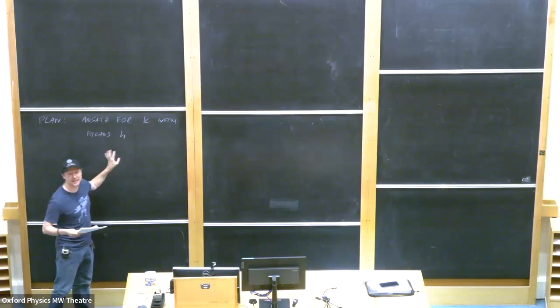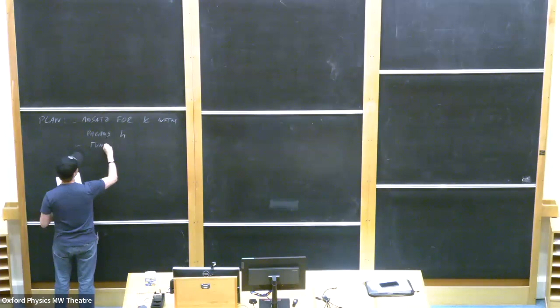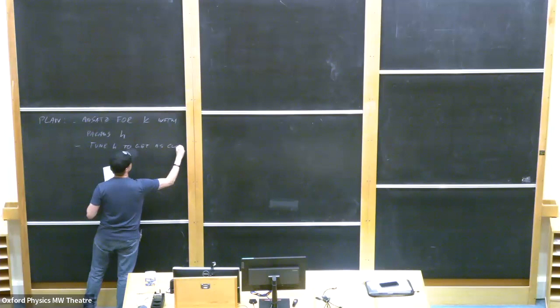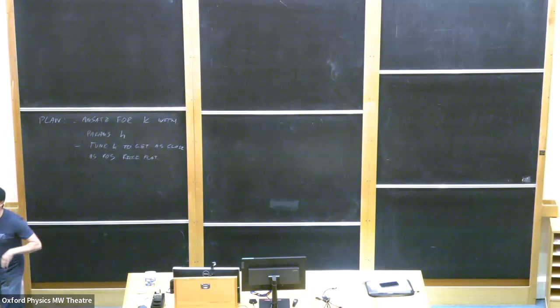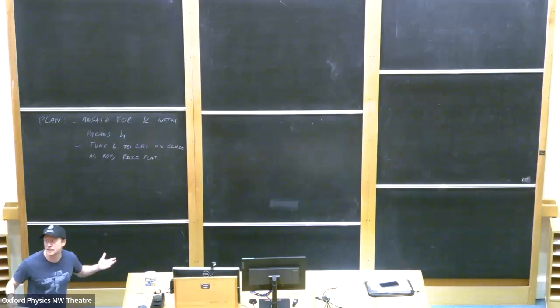Excellent. So this K is the Kähler potential. We have an ansatz for the Kähler potential, and it's got some parameters in it. What we're going to do is tune the parameters, tune the H's, to get as close as we can to the Ricci flat metric. If you take two derivatives of the Kähler potential, you get a metric. We just want to tune the parameters so that you get as close as you possibly can to Ricci flat. We're going to see how we do.